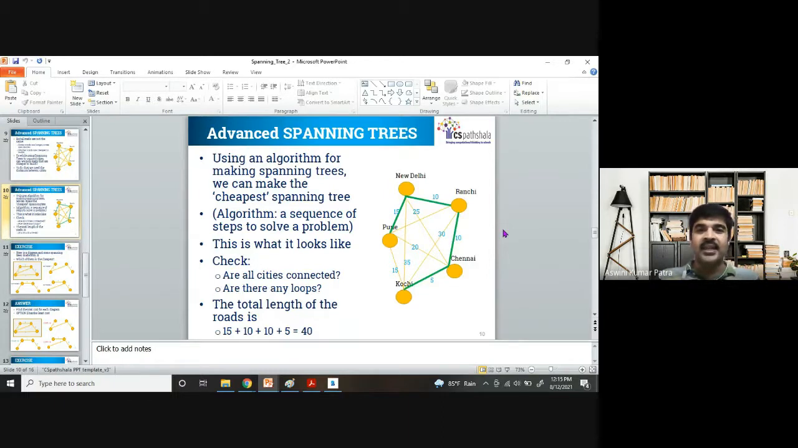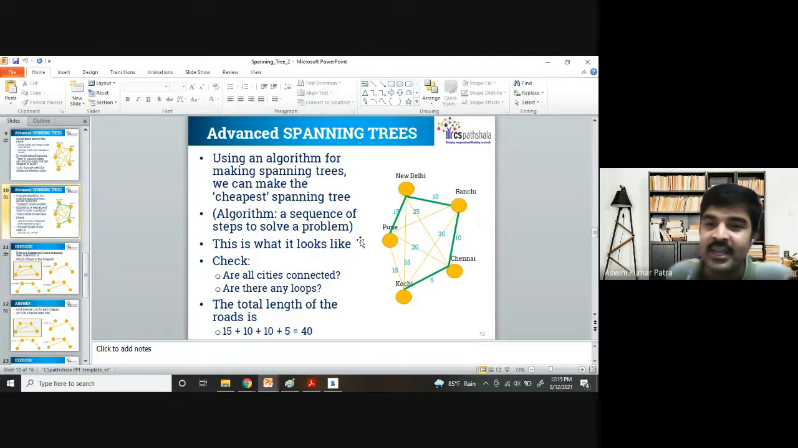So using an algorithm for making spanning trees, we can make a cheapest spanning tree. And what is an algorithm? You have studied it in some classes, I hope so. I'm also a teacher of algorithms, and I'm fond of teaching algorithms. But in this webinar, my mandate is not to teach algorithms, but to introduce you to the typical discrete models. So by using an algorithm, we can find a cheapest spanning tree, so that the cost incurred is very, very less.